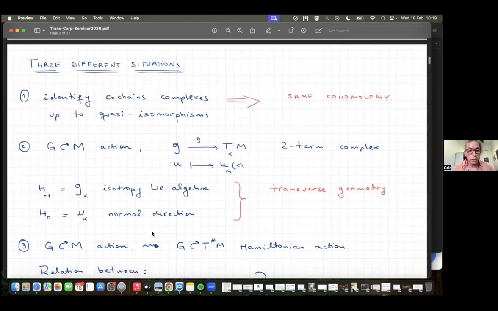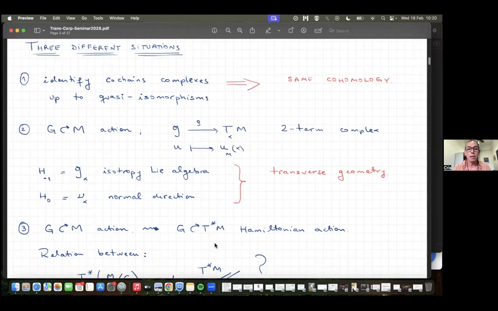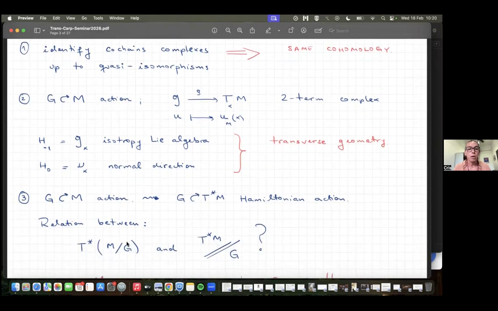And the third situation comes from symplectic geometry. We start with a manifold M equipped with a group of symmetries. This group of symmetries lifts to symmetries of the cotangent bundle of the manifold. But this new action is Hamiltonian, so it has a moment map. And assuming that the action is free and proper, one can look at the quotient, the orbit space of the action, and then one can take the cotangent bundle of this quotient.